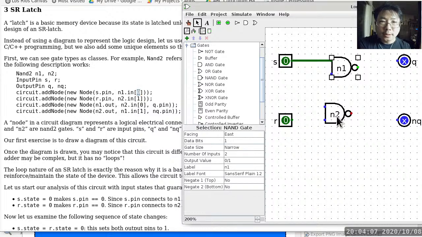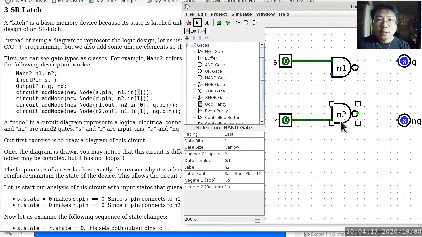We are connecting the second input of N2, so once again line up everything, to R, the pin of R. Now we have those two connected, and then we look at the next two lines: N1's output, which is this connection point here, connects to N2's first input.